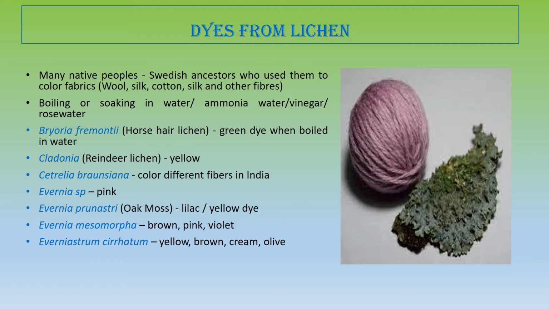Now, next is the Evernia mesomorpha. It is a corticolous, that is, a bark growing lichen, and it is found on both coniferous as well as hardwood trees. So it grows on both acidic or basic bark, and it does not have any preference for the pH of the bark. Evernia mesomorpha is generally found in North America, that is the New World, and this species is very tolerant to pollution.